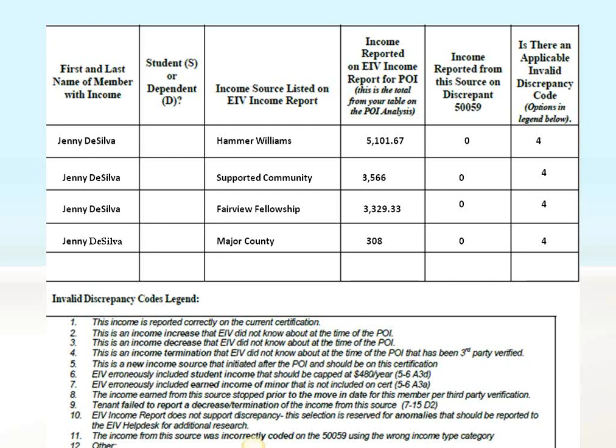Now, we went through that slow and methodically. Most of your discrepancies, for one, aren't going to have 4 different income sources involved. And the more you practice using these forms, the quicker you'll resolve the discrepancy. But the methodology works whether you have 1 person in the household or 4 people in the household. And it works whether you have a single income source or 8 income sources. The method works every time.